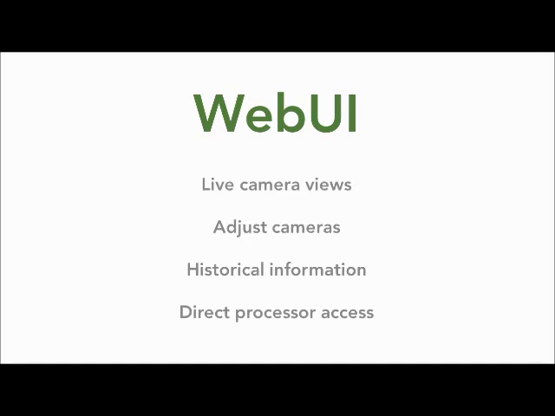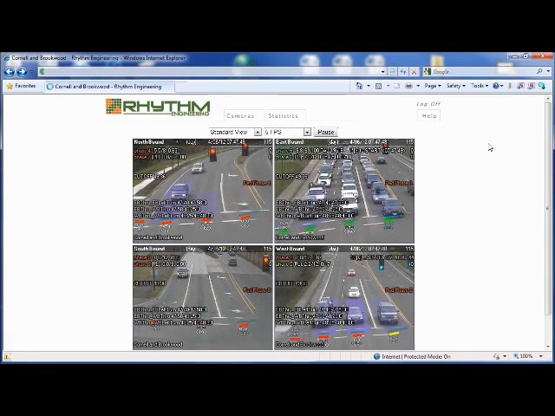This is a browser-based software application that allows the local deployment partner to view live camera views of their corridor, adjust those cameras, see historical information, and directly access each processor in the cabinet. We'll first take a tour of the Web UI software.